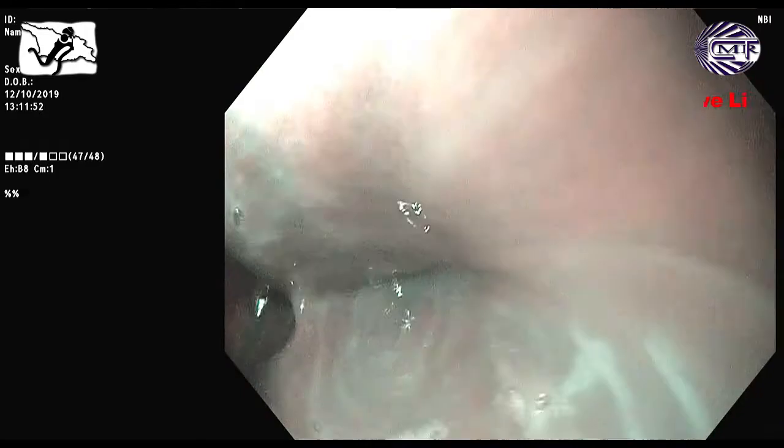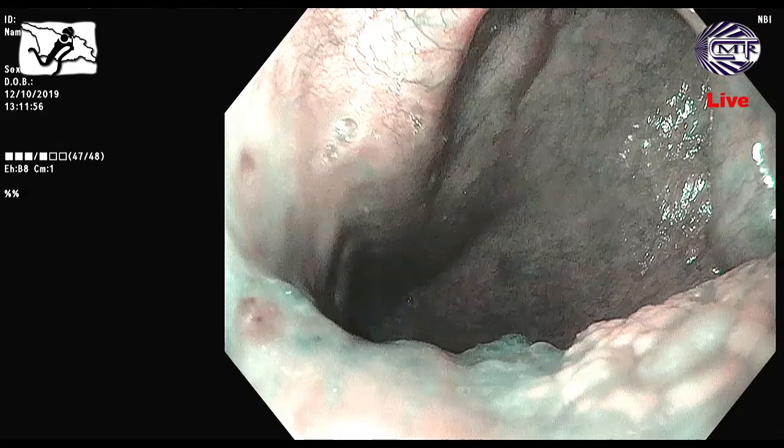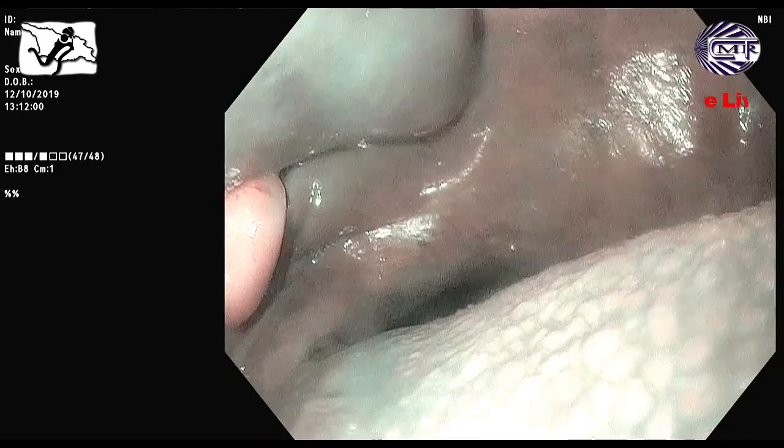Okay, pull back. This is the upper esophageal sphincter. And tongue, soft palate. Done. Perfect. Okay. Thank you. Thank you very much. Thank you.